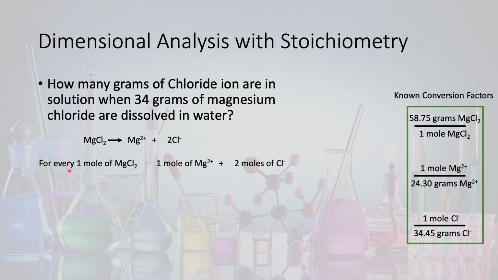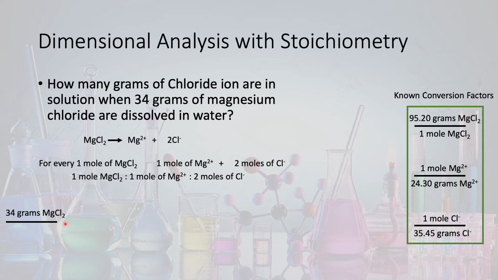So we know for every 1 mole of magnesium chloride placed into water, we will produce 1 mole of magnesium ions and 2 moles of chloride ions, using our balanced chemical equation and the stoichiometric ratios between products and reactants. So the ratio for this is a 1 to 1 to 2. As with any other complex chemical question, using dimensional analysis, let's begin with the information we have. So we are asked how many grams of chloride ions are present after 34 grams of magnesium chloride dissolve in water. So let's begin with 34 grams magnesium chloride.